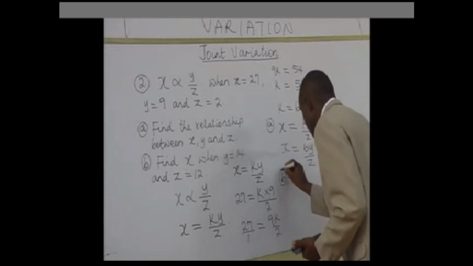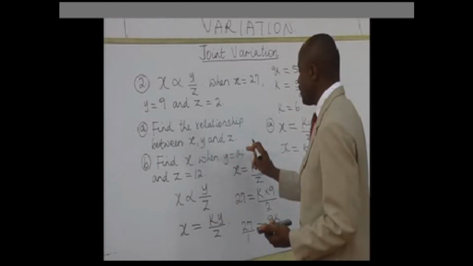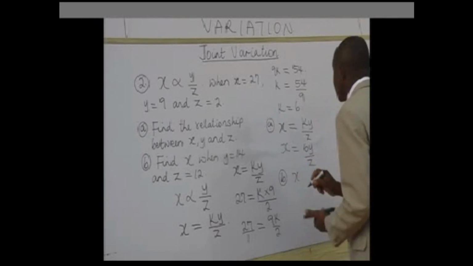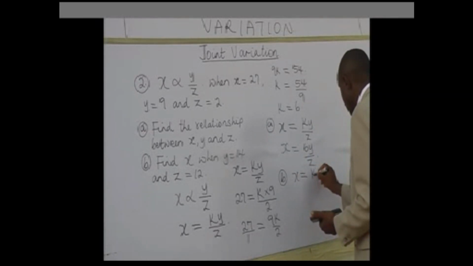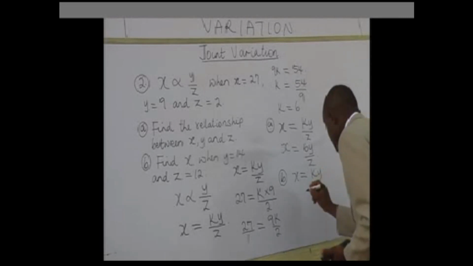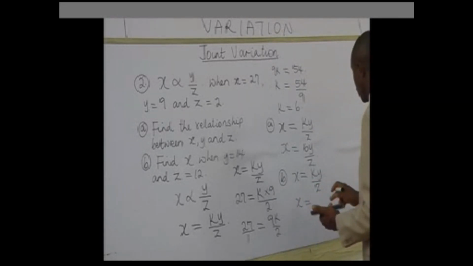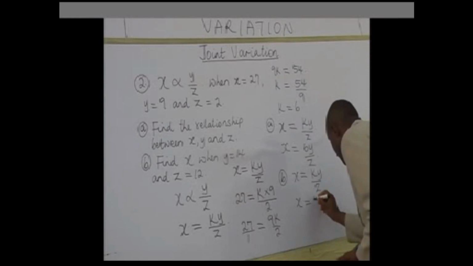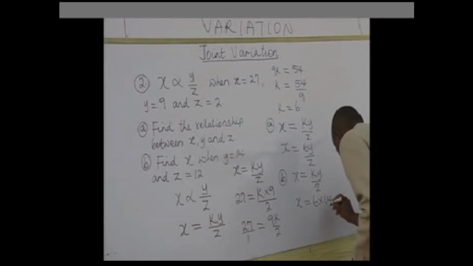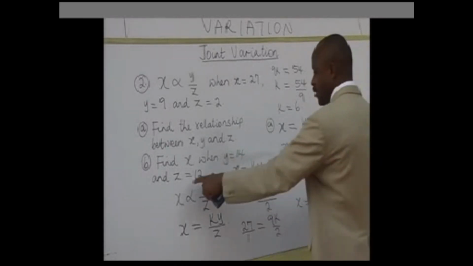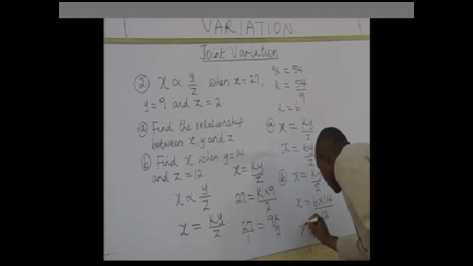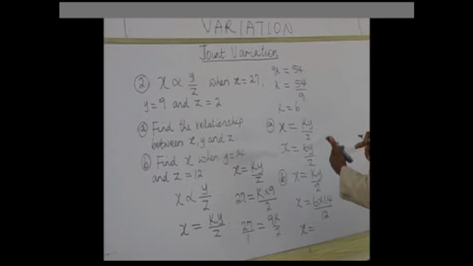Now question number B says find x when y is 14 and z is 12. Bring the equation back again. The equation is x is equal to ky all over z. Okay, we have found the value of x is going to be equal to our k, which we found to be 6. So write 6 times y, which is 14, divided by z, which they gave us to be 12. If you multiply this out, whatever it gives you is the value of x that the equation is asking for.